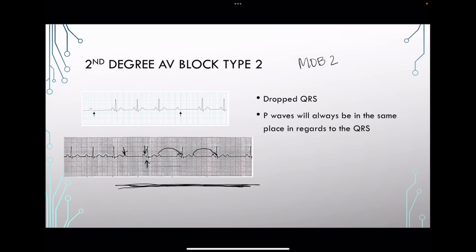So even here in this top one, you can see that if you mapped it out, like if you put a QRS right here, which is where it would typically be, you could essentially say that your R to R's map out, right? So I like this one better at the bottom because you can more clearly see that you've got 1, 2 P waves, the same distance from that QRS for each one, right? So that is the definer for a second degree type 2.